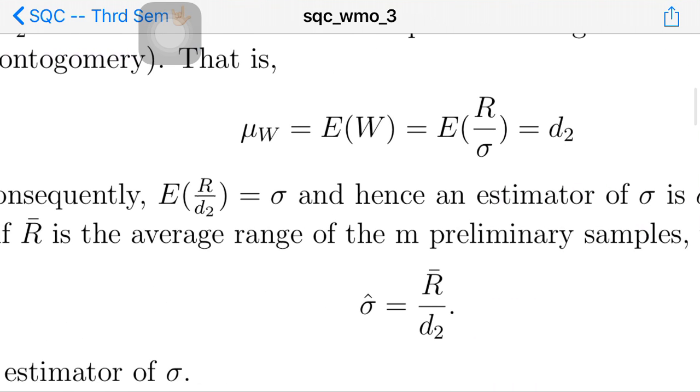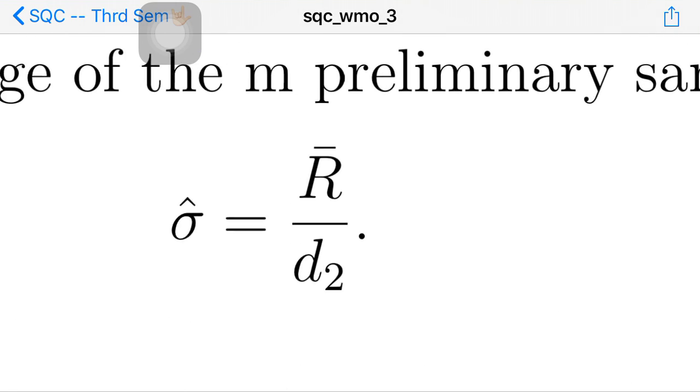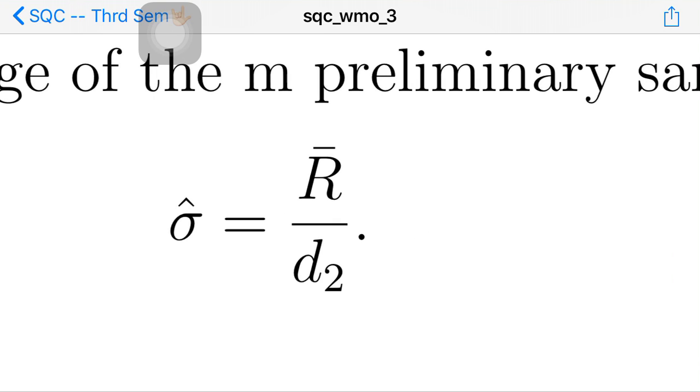Okay, so we can take a better estimator for sigma as sigma hat equal to R bar by D2. Because you are having so many R's, you can take the average of those R's as R bar. So a better estimator for sigma is equal to R bar divided by D2.